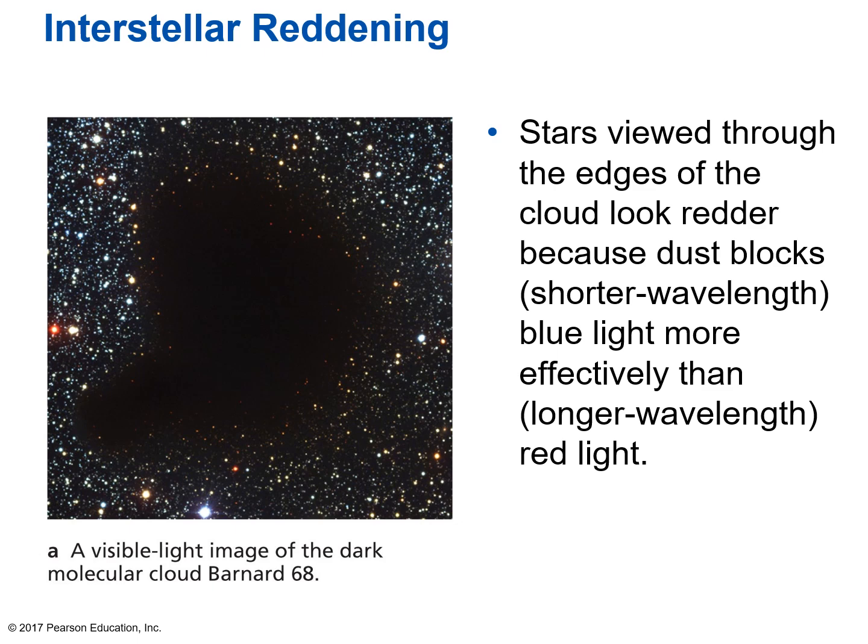This is Barnard 68. It looks like a dark void in space, as if there's something missing from the picture. And actually, it is a cloud of gas and dust, and the dust is blocking the light from the stars that are behind it. Stars viewed through the edges of the cloud look redder because the dust blocks the shorter wavelength blue light more effectively than longer wavelength red light. So if you look around the perimeter, you can see the stars have dimmed and there's more reddishness to them.